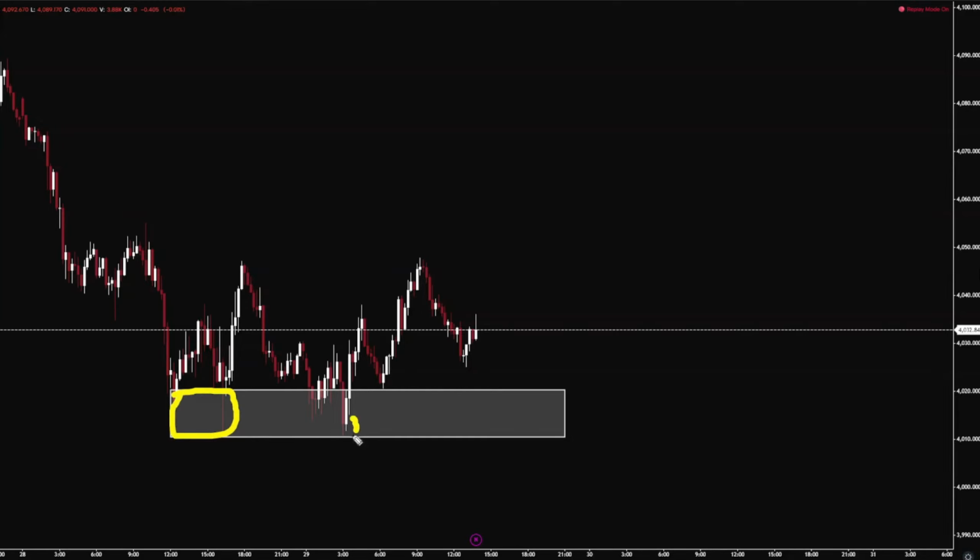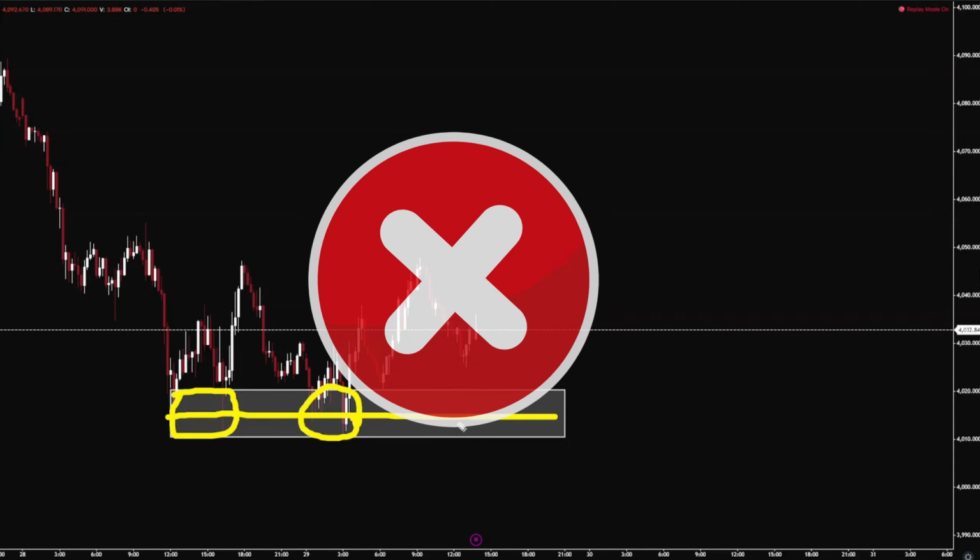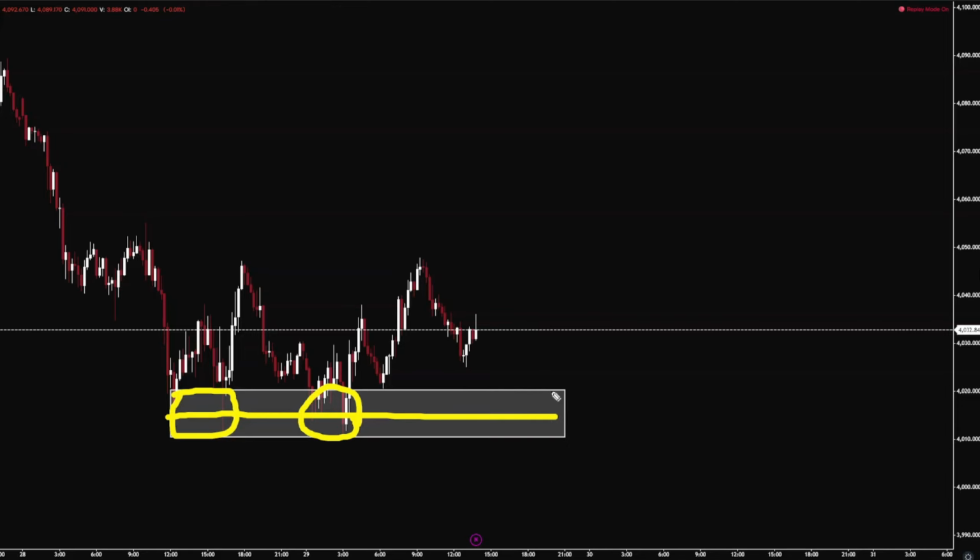You see this chart? Two perfect lows. Yeah, this is exactly where I would not buy. Because when price reaches an obvious level like this, in a bullish scenario, there are three possibilities.